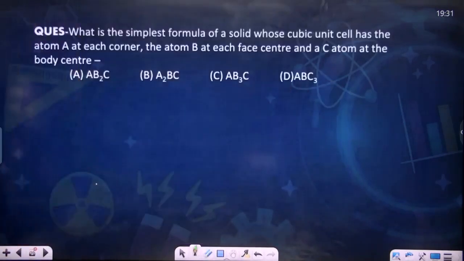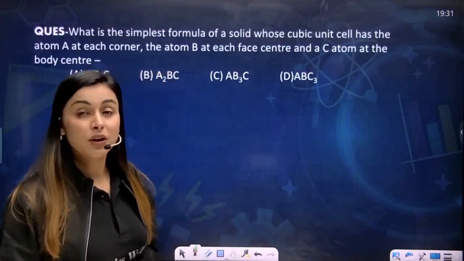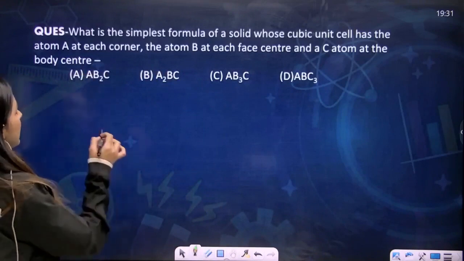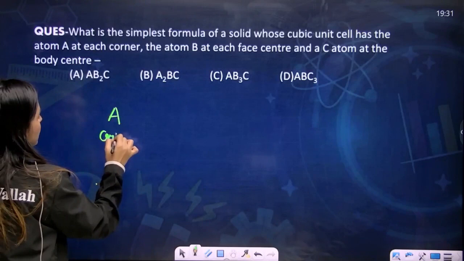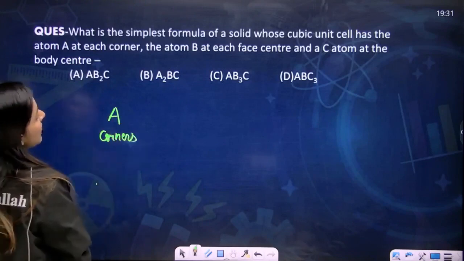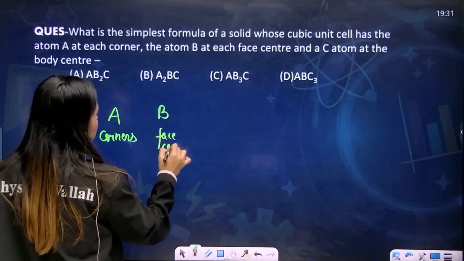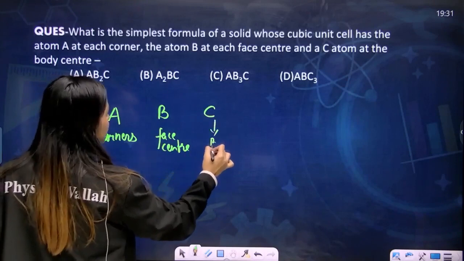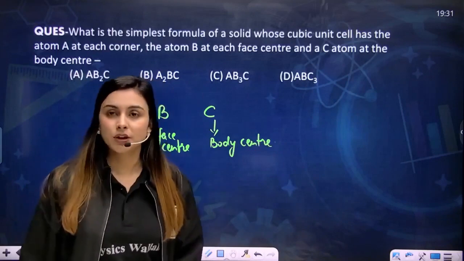Now we are going to solve a few questions. Let's see what we have learned today. What is the simplest formula of a solid whose cubic unit cell has the atom A? There is a cubic unit cell which has the atom A at each corner, so it is present at corners. Atom B is present at face centers. And C is present at body center. So you have to tell what will be the formula of this particular compound.